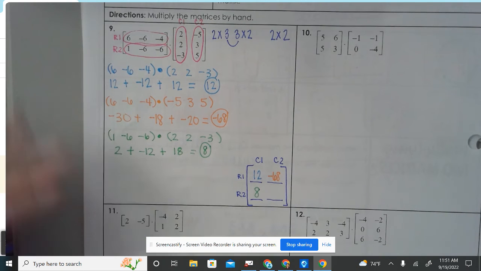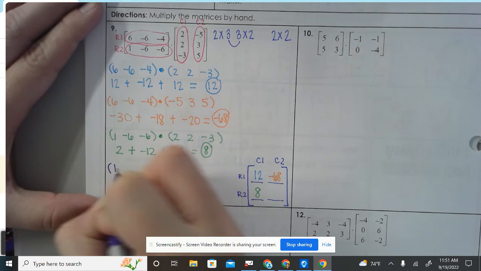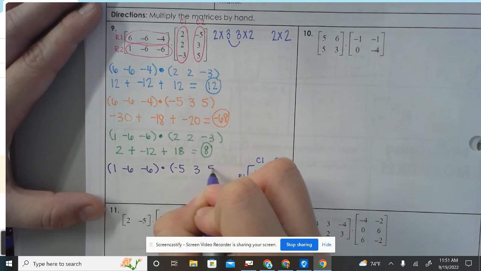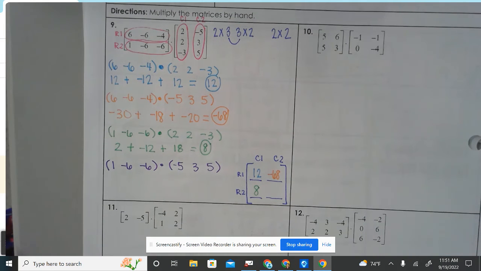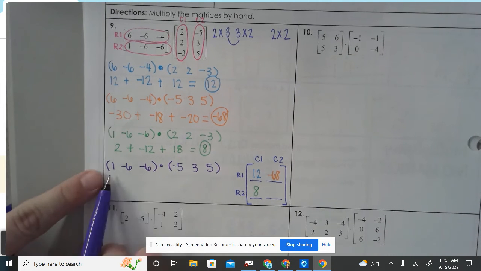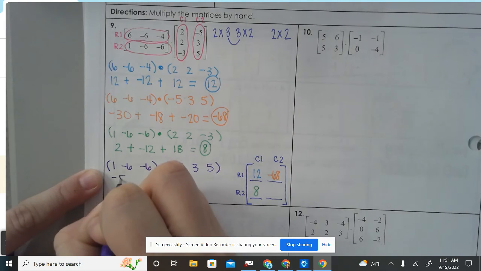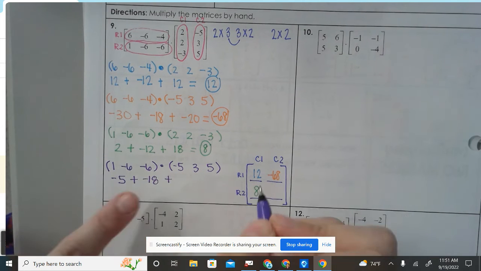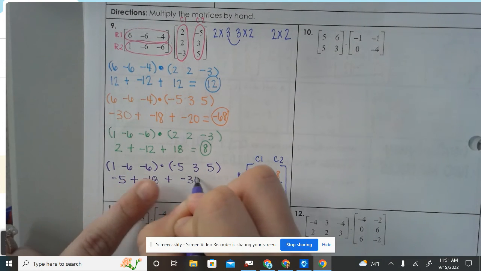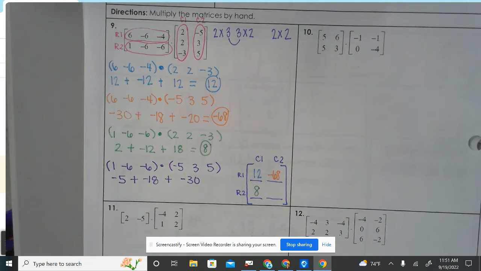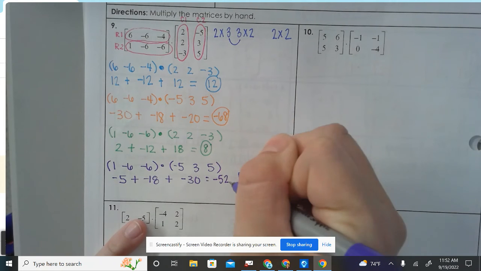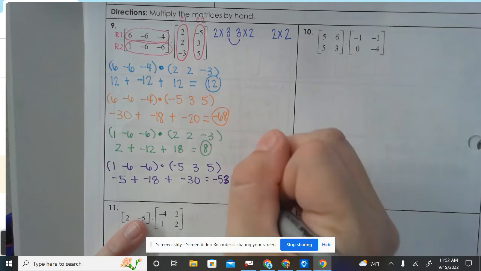The last one, we got row 2 and column 2. One times -5 is -5 plus -18 plus -30. Is it -53?